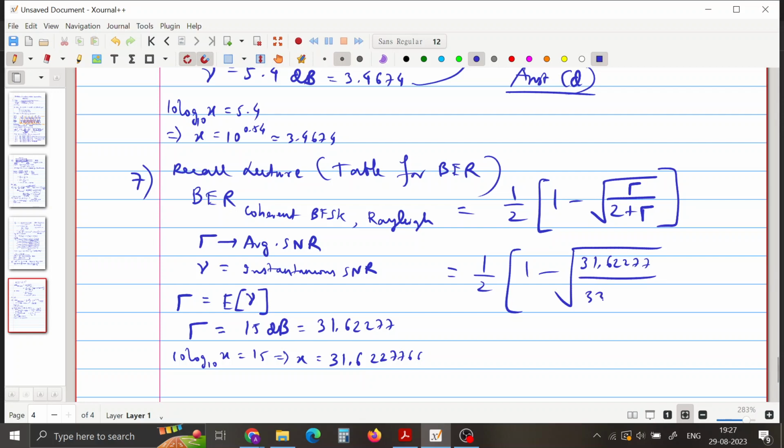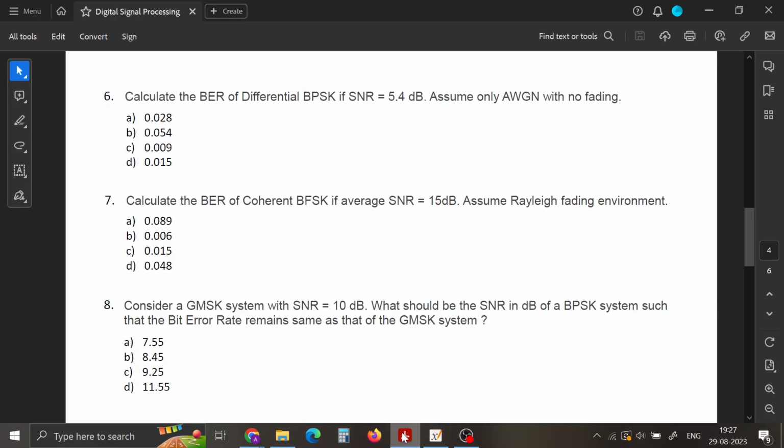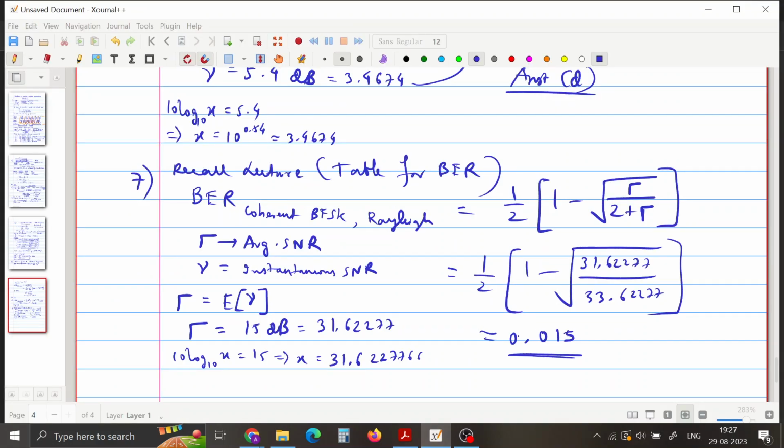Divided by 33, because it's 2 plus gamma. So if you solve this, you'll again get approximately 0.015. So for the 7th question, 0.015, option C. Option C is the right answer.